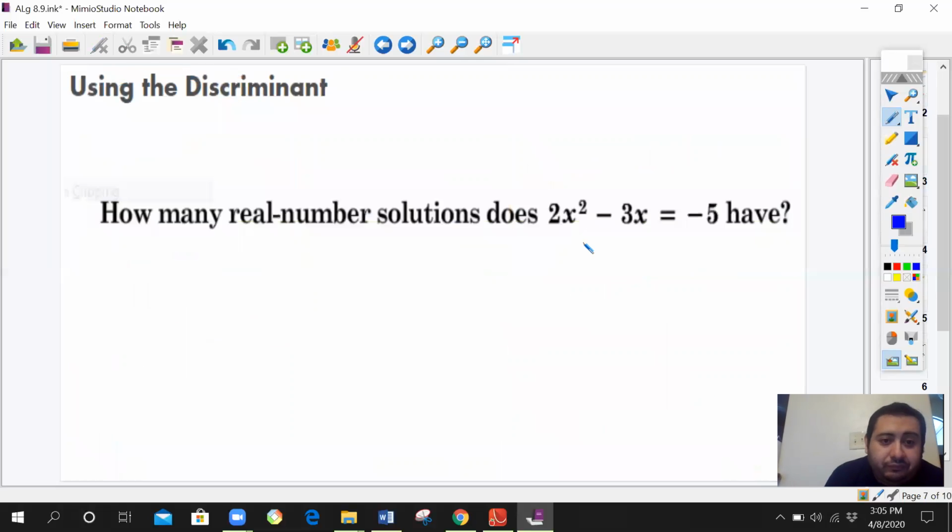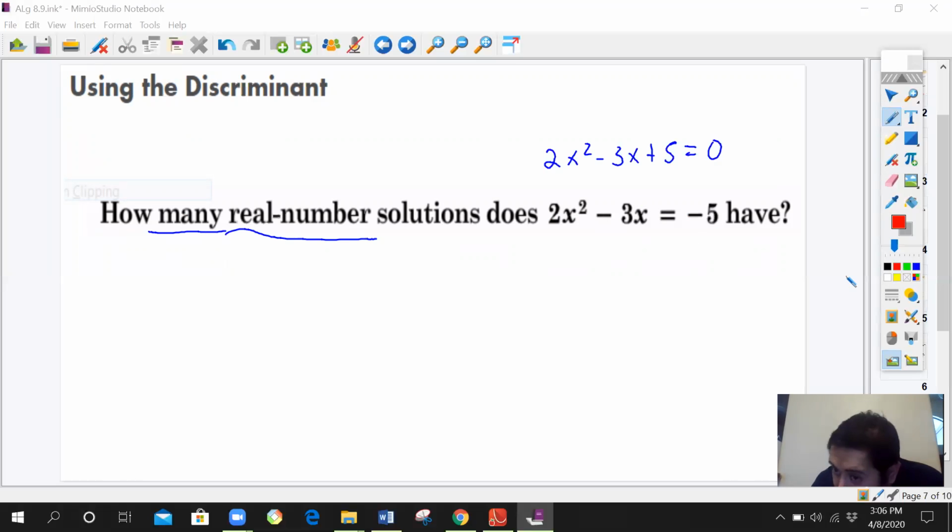All right, so let's go ahead and practice this. We need to make the expression equal to 0, and we need to find how many solutions there are. We don't need to specify the number, we just want to say how many solutions there are. So if we move the 5 to the other side by adding 5 on both sides, we have 2x squared minus 3x plus 5 equals 0.